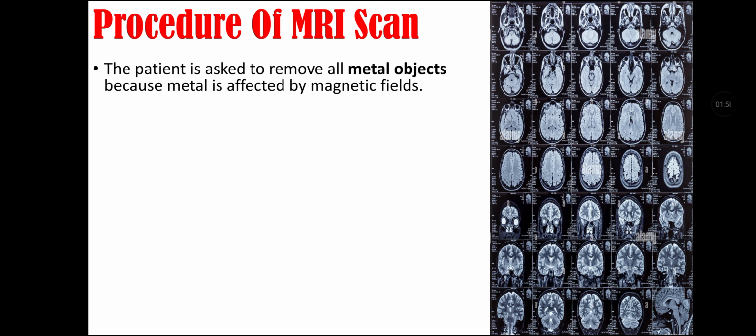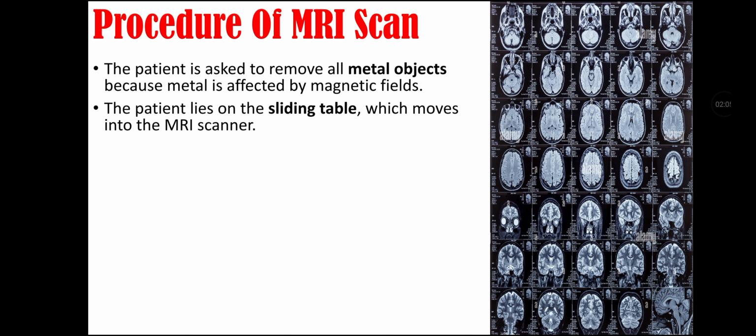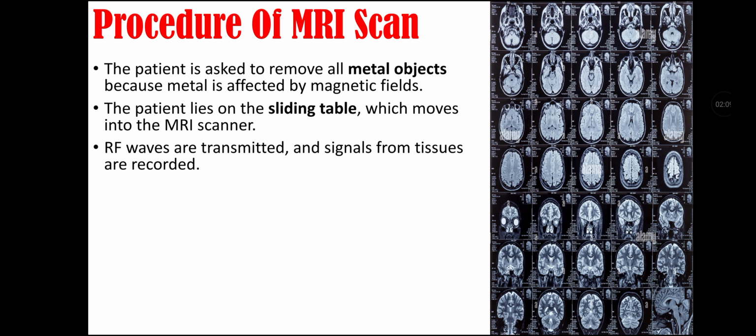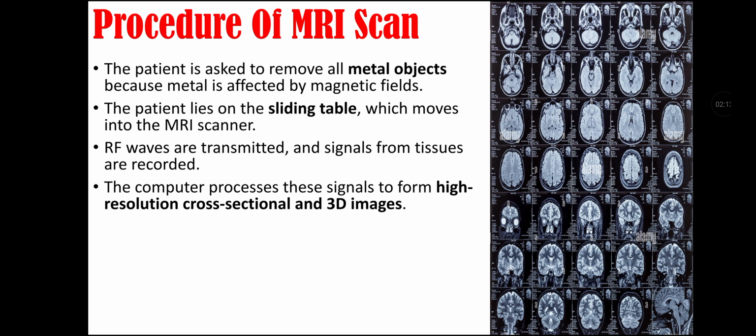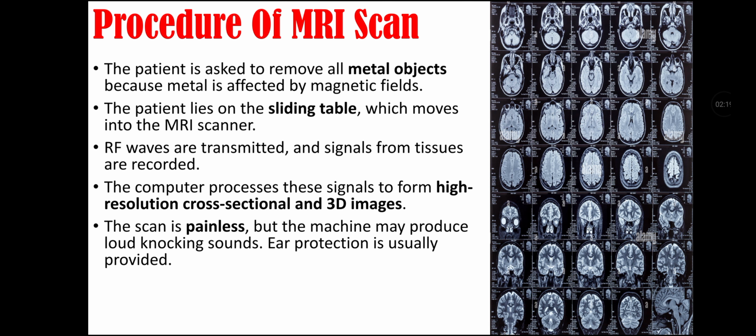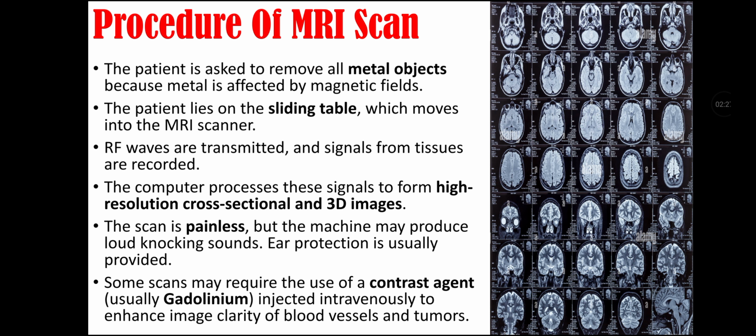Procedure of MRI scan. The patient is asked to remove all metal objects because metal is affected by magnetic fields. Then the patient lies on the sliding table, which moves into the MRI scanner. Radio frequency waves are transmitted and signals from tissue are recorded. The computer processes these signals to form high resolution cross sectional and 3D images. The scan is painless, but the machine may produce loud knocking sounds. Ear protection is usually provided in these cases.